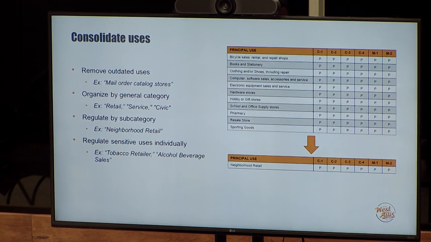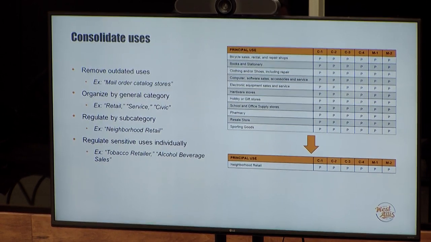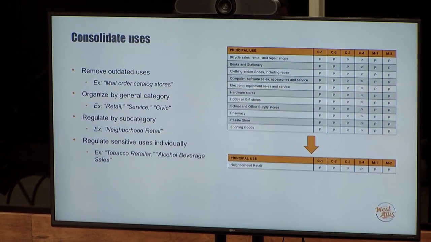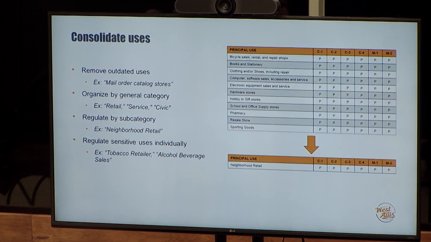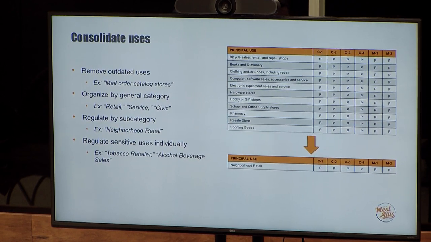So here's some of the changes we're making. We're going to be removing some of the outdated uses, for example, mail order catalog stores and millinery shops. And we'll also be organizing by general categories. So for example, retail, service, civic. And within those, we're consolidating even further.